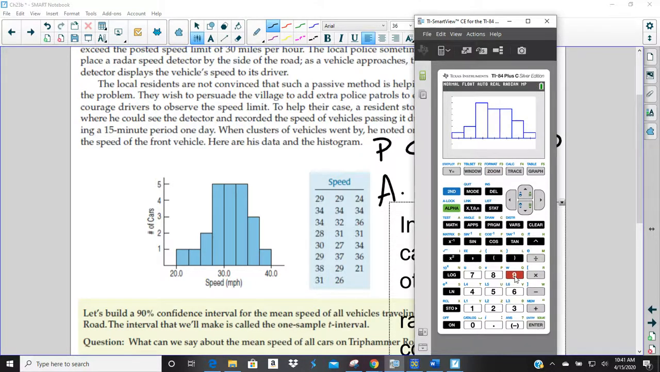So that's how it defaults when you put in the data. If they only gave me the data, all the speeds, and not the histogram, that's how it looks. How would I describe it? I'd also say that it's unimodal and roughly symmetric, or it's mildly skewed.